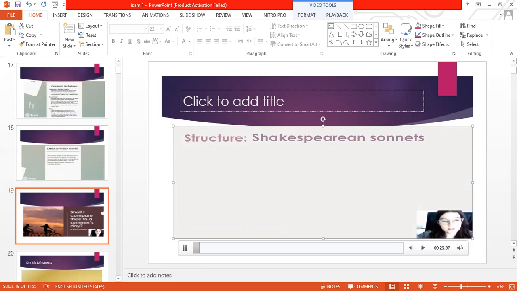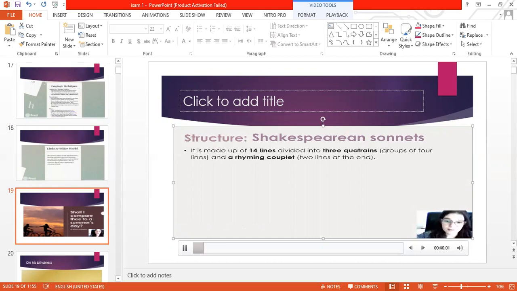So sonnets all have 14 lines. The poem is 14 lines long, and these 14 lines can be divided into 3 quatrains. Quatrain means a group of 4 lines, okay? And it also has a rhyming couplet. So the 3 quatrains and the rhyming couplet all add up to 14 lines.